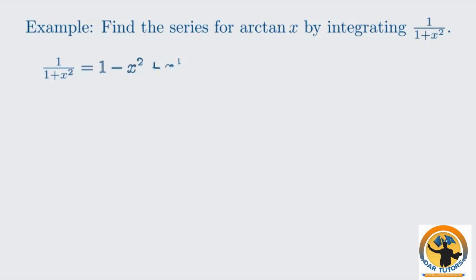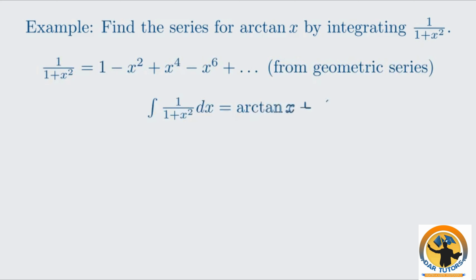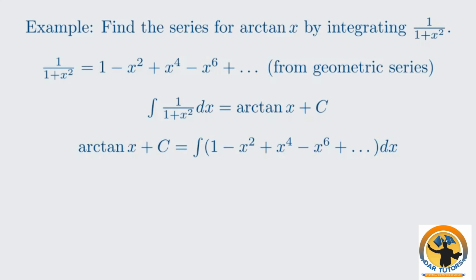We can also integrate. Let's find the series for arctan x by integrating the series for 1 over 1 plus x squared. First, we find the series for 1 over 1 plus x squared using substitution. We take the geometric series for 1 over 1 minus u and substitute negative x squared for u. This gives us 1 minus x squared plus x to the 4th minus x to the 6th, and so on. Now we write down the integral we need to solve. Now we integrate this series term by term.